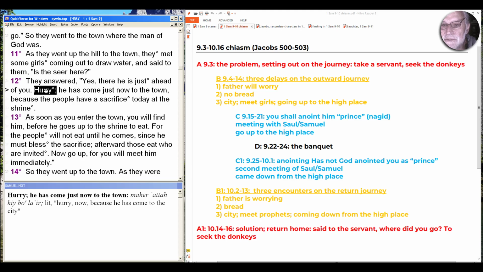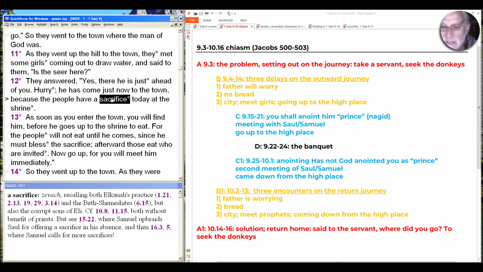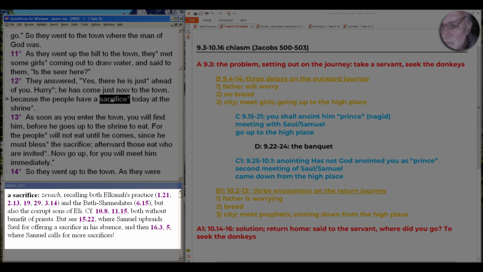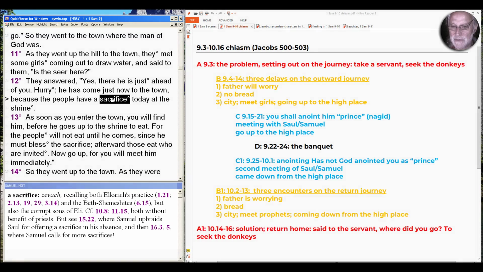But not only do the girls say he has just come to the town, they say the reason, because the people have a sacrifice today at the shrine. And the word for sacrifice, zevach, here again recalls the earlier story, Elkanah's practice of sacrifice, and you can see in the note below a key word back there, the practice of sacrifice, and one time during the travel of the Ark story where the Beth Shemeshites offer sacrifice, and also the corrupt sons of Eli, as we saw. But here and in the occasions that follow, there is no specific priest, but it's Samuel who must bless the sacrifice, as we see in verse 13 just below on the screen there.